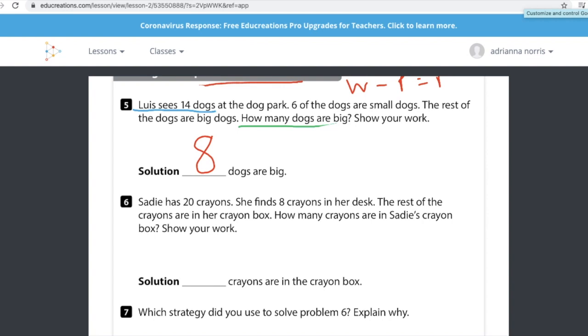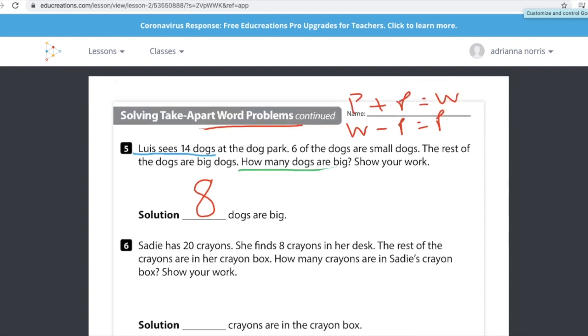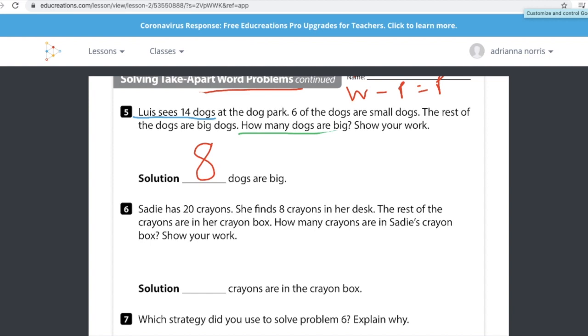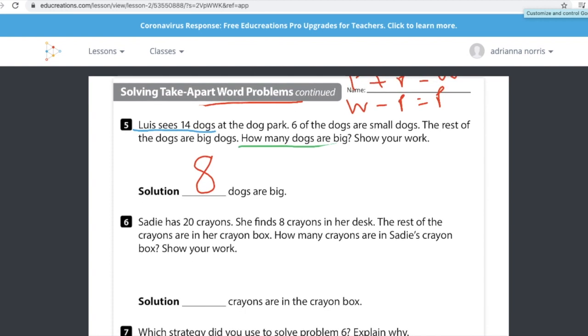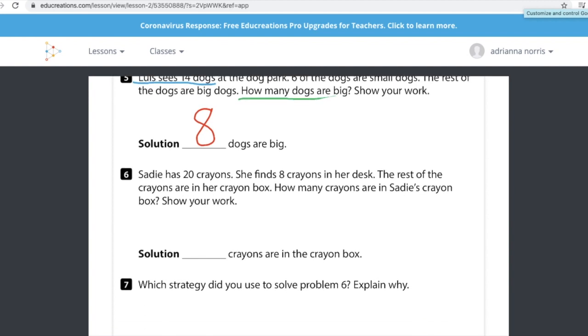Miss Norris does not like it when we do not show work for math. The only reason I erased my work was because to me it was sloppy on my tablet when I'm trying to do this for you. But you should always show your work, and using your whole part chart and doing your equation is showing your work. I do not want to just see an answer of 8. I need to see that you've shown work.